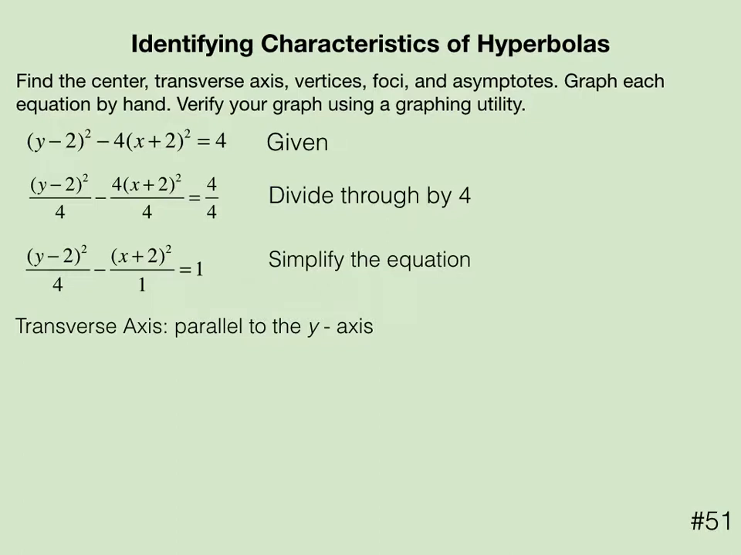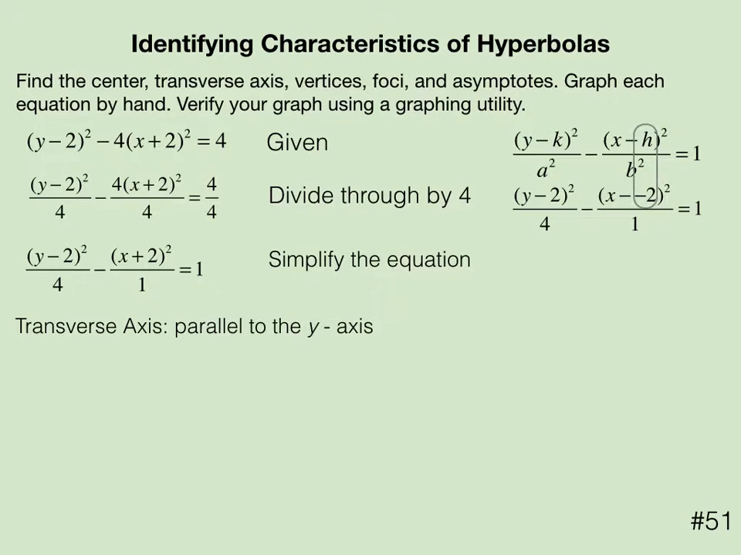And to get our center, let's recall the standard form for a hyperbola whose transverse axis is parallel to the y-axis. In this case, we can rewrite it as (y minus 2) quantity squared over 4 minus (x minus negative 2) quantity squared over 1 is equal to 1. The center being (h, k), here's my h, which is negative 2. Here's my k, which is 2. So the center of this hyperbola will be at (negative 2, 2).